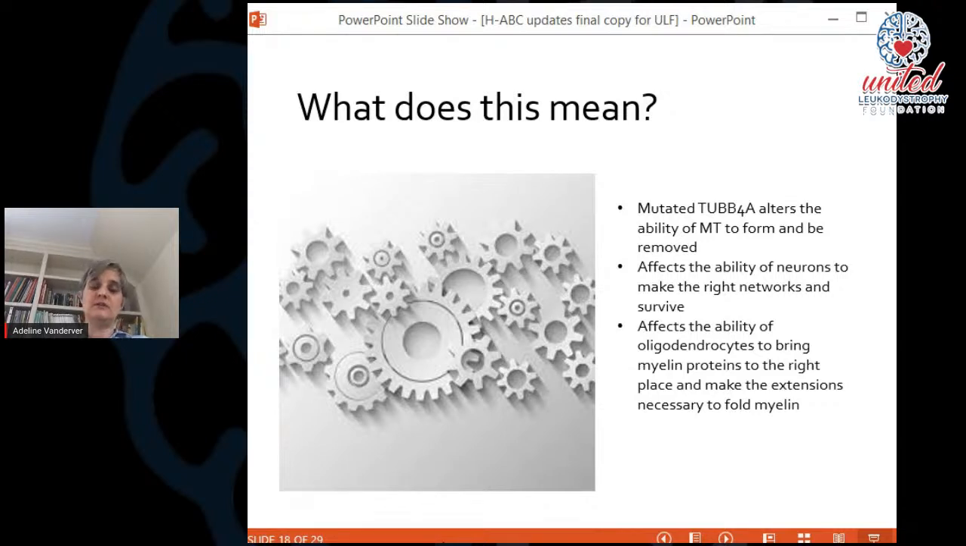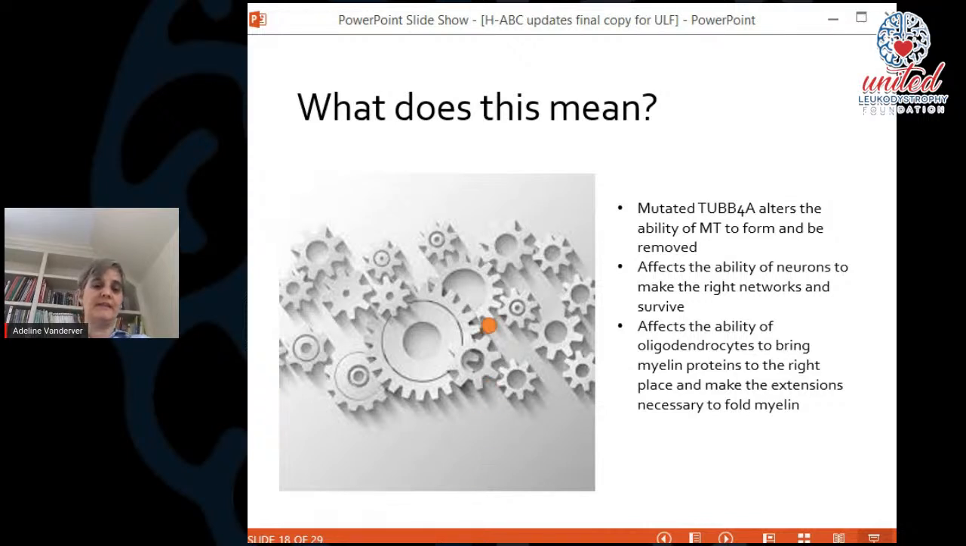And then in oligodendrocytes, those special cells that make the myelin, it's probably going to really affect the ability of the oligodendrocytes to bring the right myelin proteins to the surface of the cell, where they have to wrap around the neurons to make the myelin. Next slide, please.